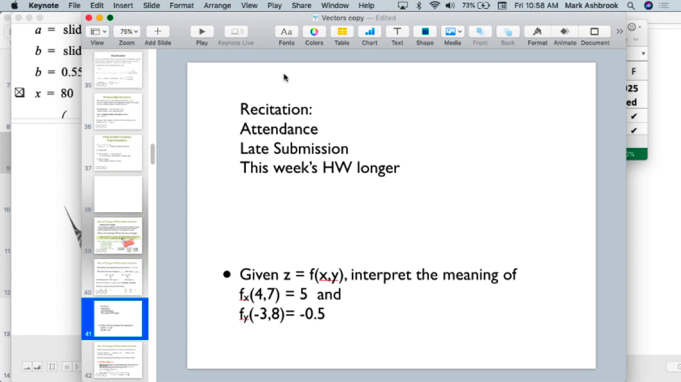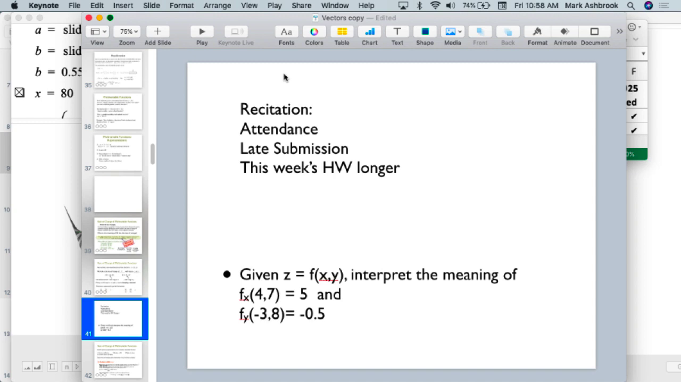But how is z changing if it's negative 0.5 times the change in y? What is it doing? What is z doing? Traveling downward. Decreasing, right? The value of z decreases at a rate of half of how y changes, right? For constant x at -3.